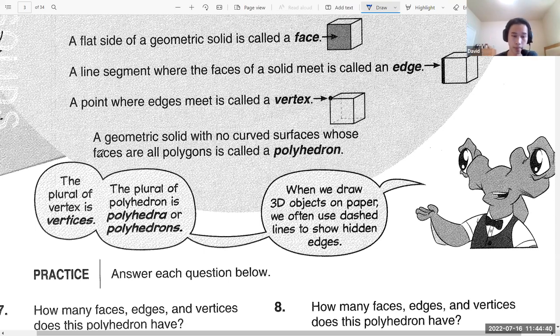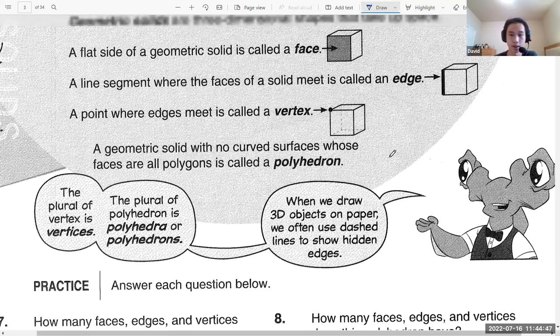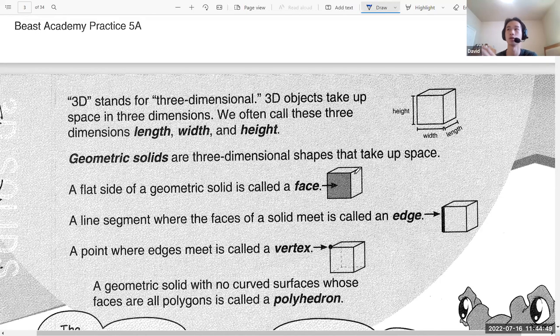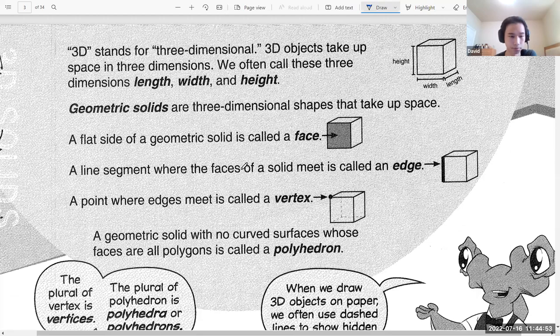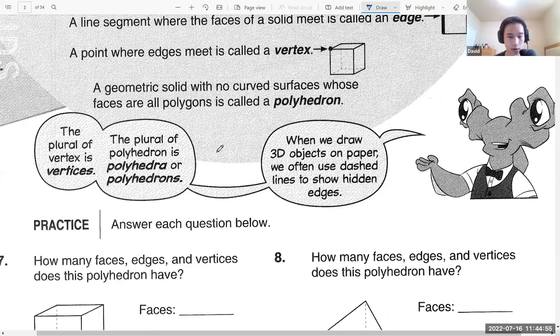Right. And whose faces are all polygons. So these faces are all polygons. Yep, straight line edge shapes. Some bonus definitions here, the plural. If you have multiple vertexes, you can call it vertices. That's how you say that. Plural of polyhedron is polyhedra or polyhedrons. Both of those work if you're talking about a bunch of 3D shapes.